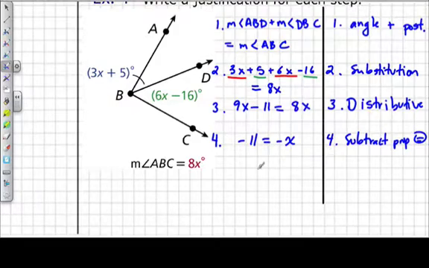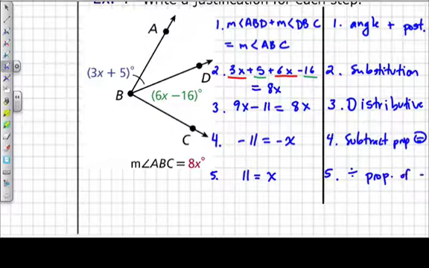Beautiful. We're almost done. If I really want to get what positive x is here, I could divide both sides by negative 1. Negative 11 divided by negative 1 is positive 11. Negative x divided by negative 1 is positive x. And so that would be the division property of equality.